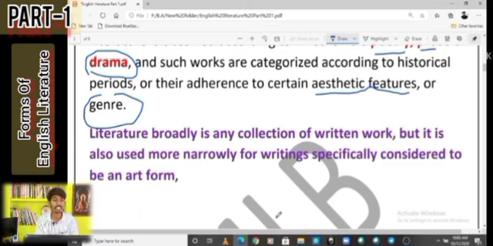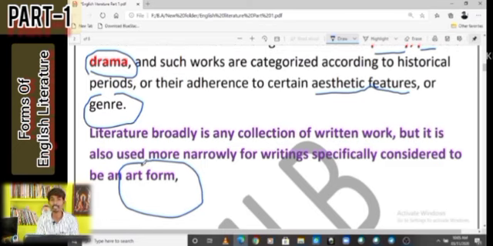Literature broadly is any collection of written work. Collection means those works which are written. But it is also used more narrowly for writing specifically considered to be an art form. Literature means the art of writing, whether in written form or oral form. That is also considered literature, if it is in oral form, for example, ballads.